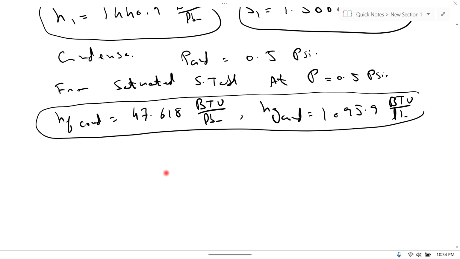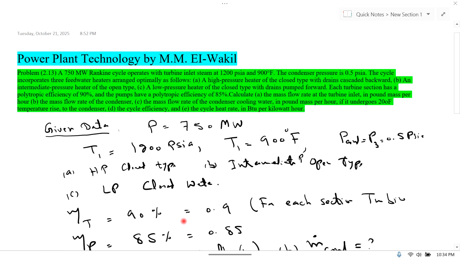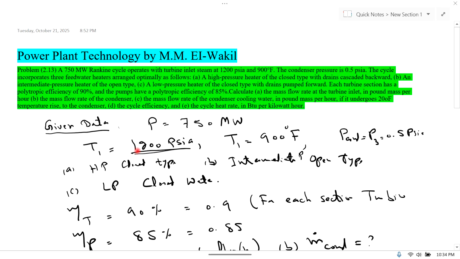Now there are three sections of the turbine. One is the high pressure section, second is the intermediate pressure section, and third is the low pressure section. So we will assume the pressures for these three sections between maximum and minimum. It means that the maximum pressure given to us is 1200 psi and the minimum pressure is 0.5. So for the three sections of the turbine, we will assume three values between the high pressure value P1 and the low pressure value.